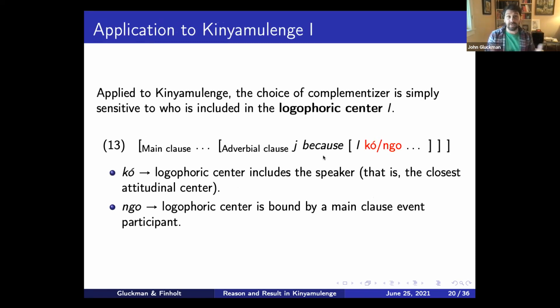Right? So if we just take this basic system and we apply it directly to Kinyamulenge, we actually get a nice result. What we'll just say is that the difference between ko and go just reflects who is the logophoric center here, and has nothing to do with the causal judge. And so what we can say is that ko reflects a logophoric center, which includes the speaker, or maybe a little bit more formally, the closest attitudinal center. Whereas go reflects a logophoric center which is bound by some main clause event participant, and doesn't necessarily have anything to do with being bound by an attitudinal center.